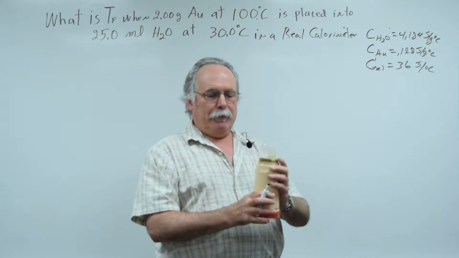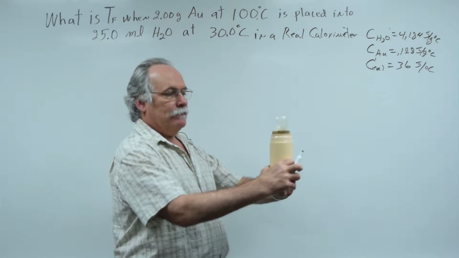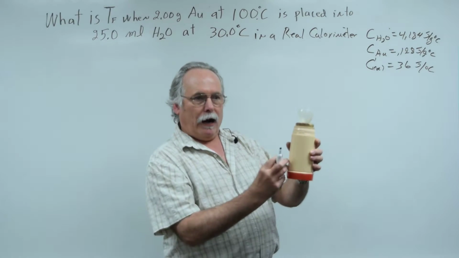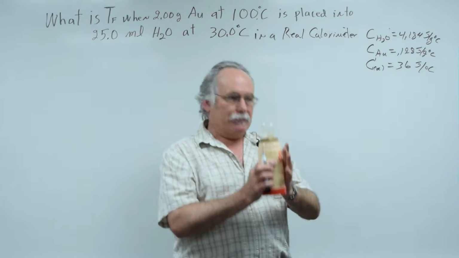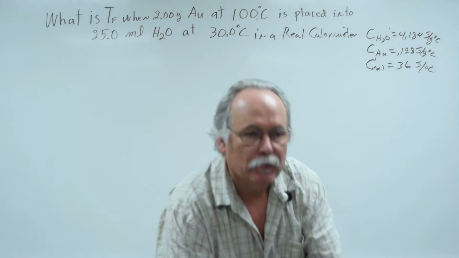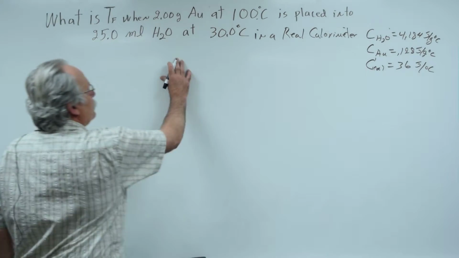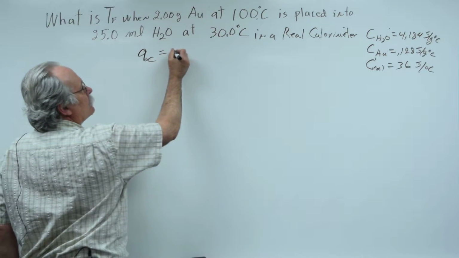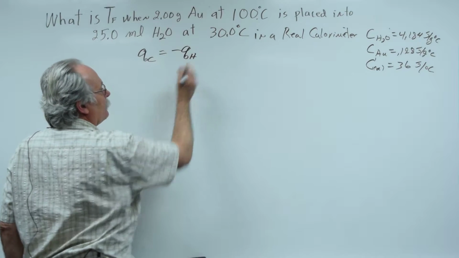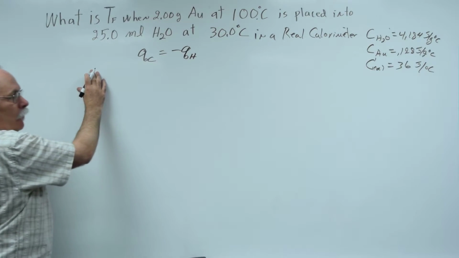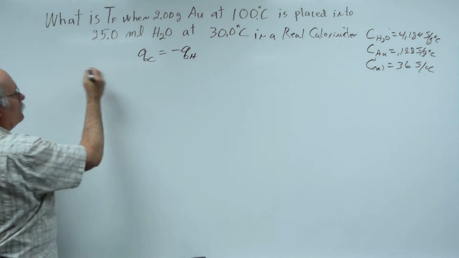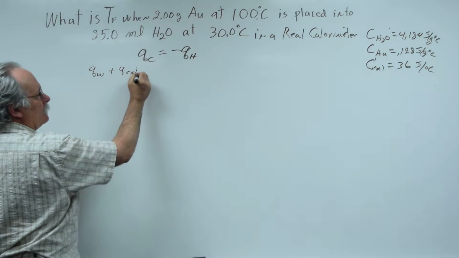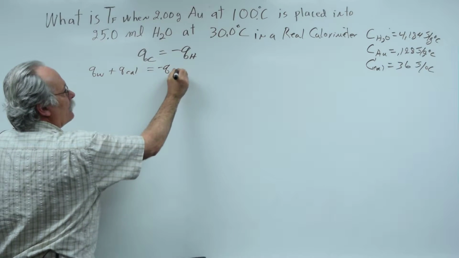So I have into this 25 grams of water, and when I drop the hot gold into it, both the water and the calorimeter absorb the energy. So I have two cold objects. So once again, as in the prior, I can say that Q cold is equal to minus Q hot. The difference is that now in the cold object, I have the Q of the water plus the Q of the calorimeter, which is equal to minus Q of the hot.